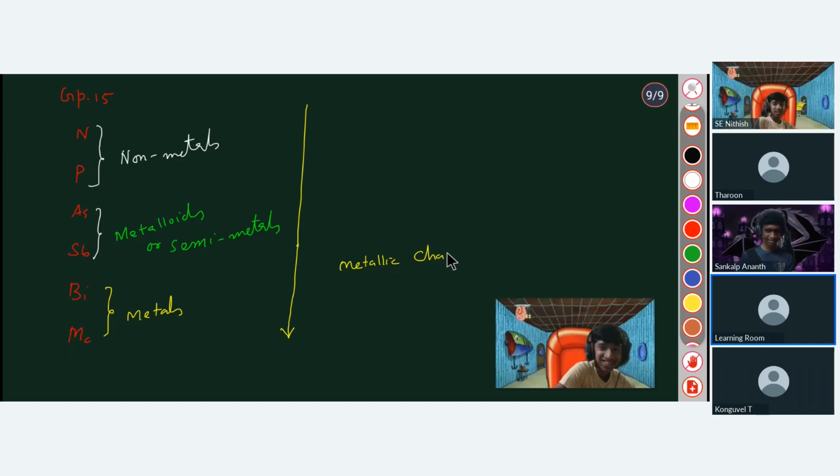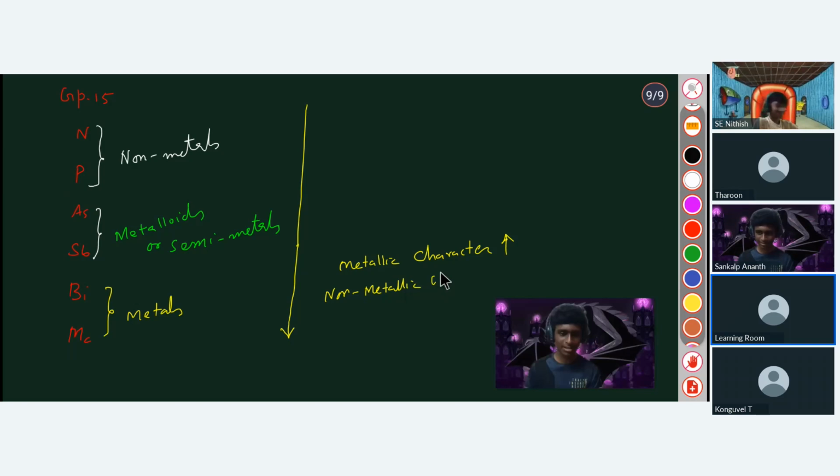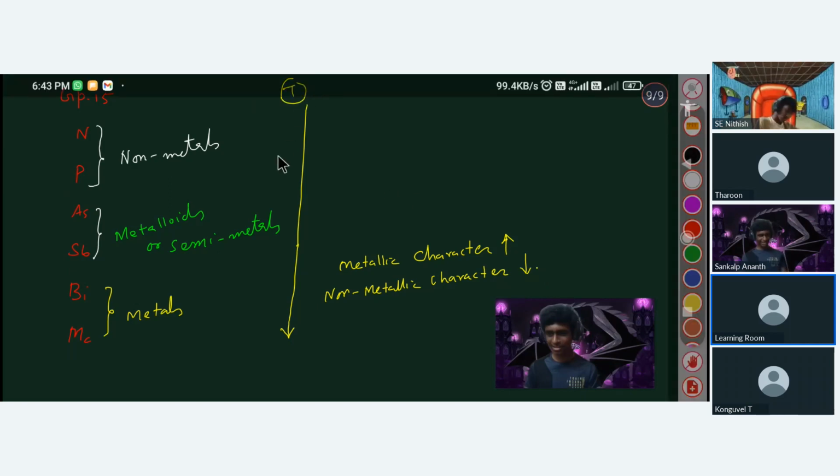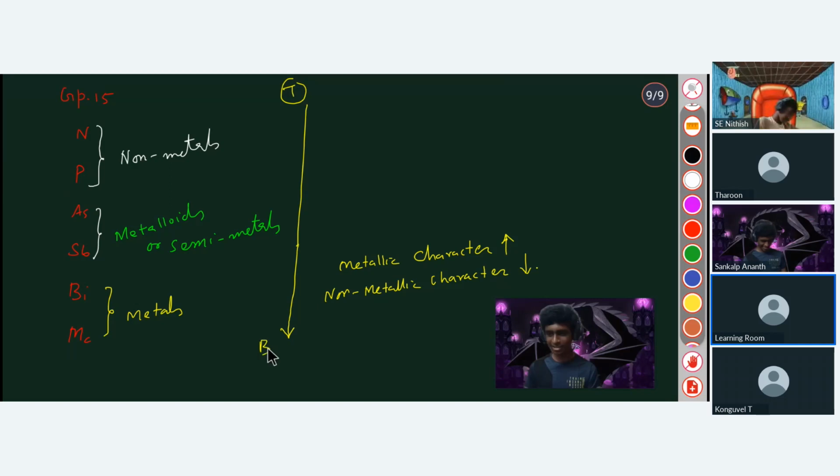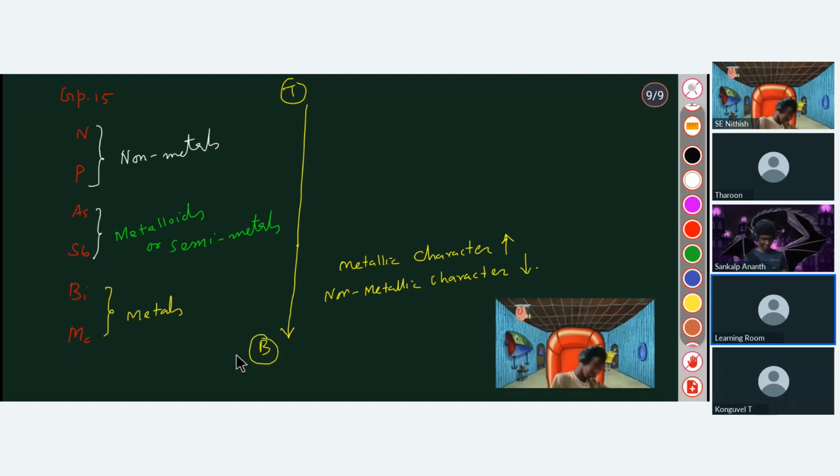Got it now? Metallic character increases. And what happens to the non-metallic character? Non-metallic character will decrease. Got it? Yes, sir. This is what you have to remember. That means from top to bottom in a group, metallic character increases and non-metallic character will decrease.